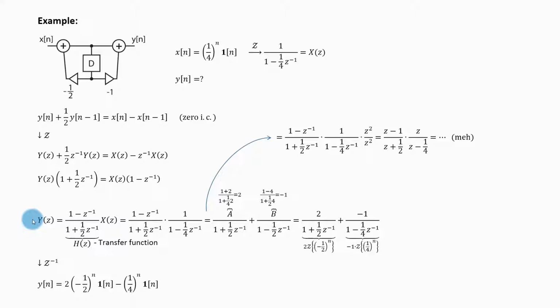Here I can see that the z-image of my output signal is given as the z-image of my input signal multiplied by this function. As with the Laplace transform, we call this function the transfer function. Now, if I want to find what is the output signal in the time domain, I need to substitute for this X of z and compute the inverse z transform. First, this X of z is the z transform of this input signal.